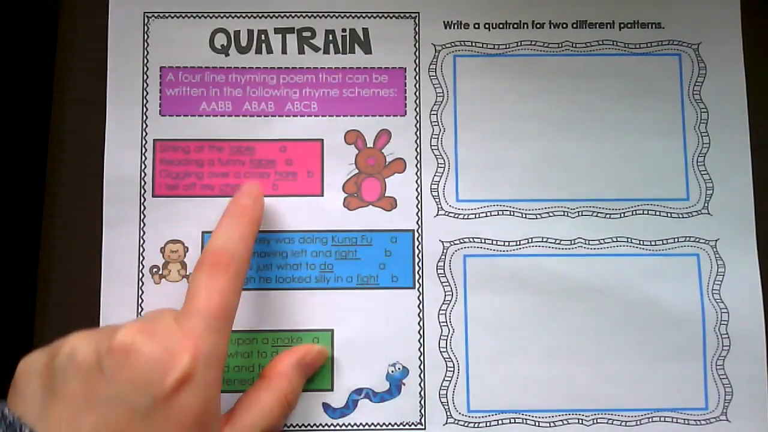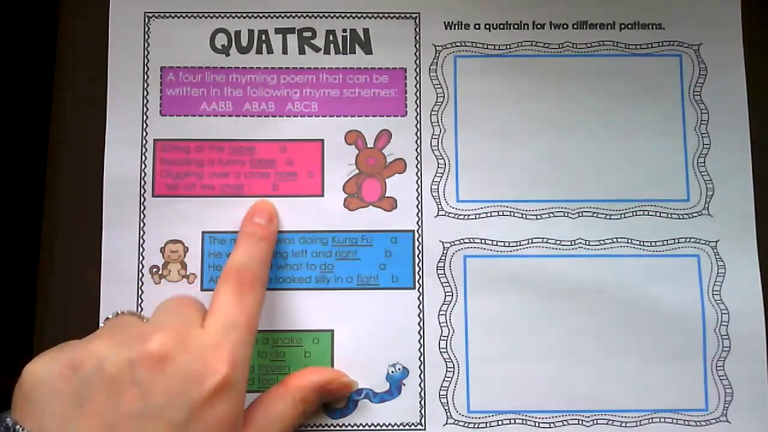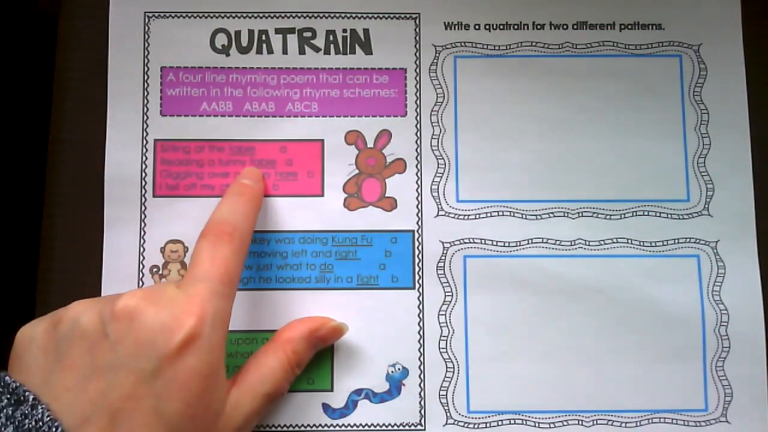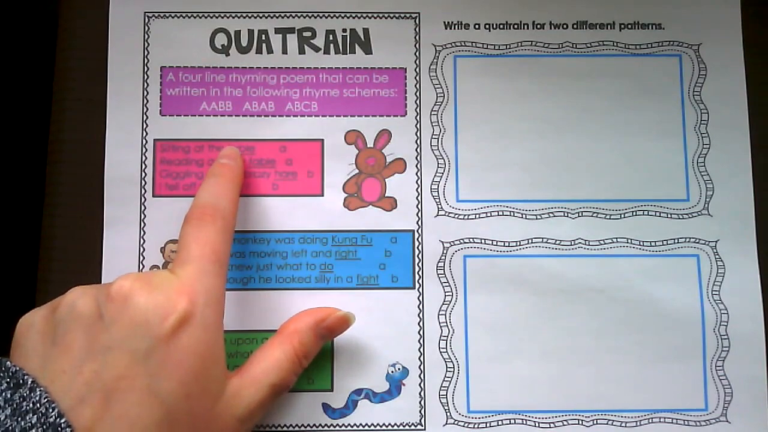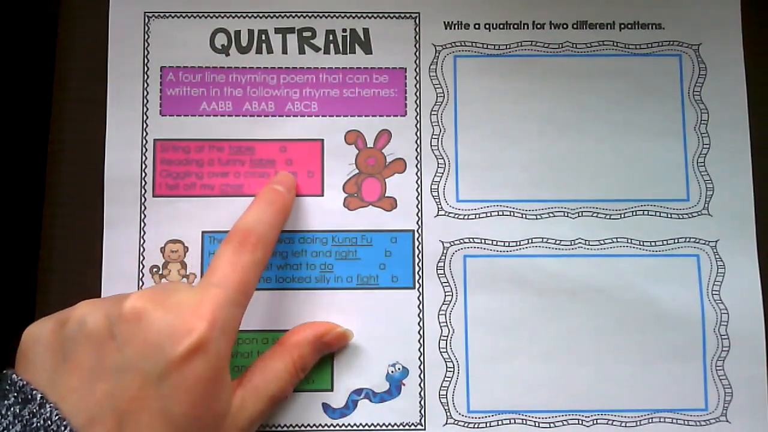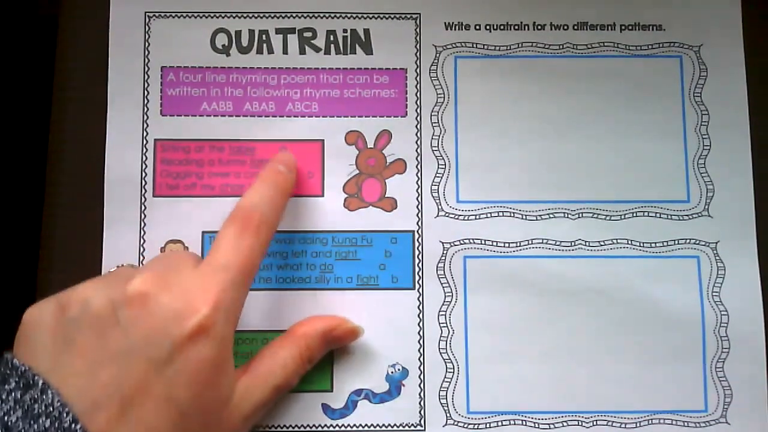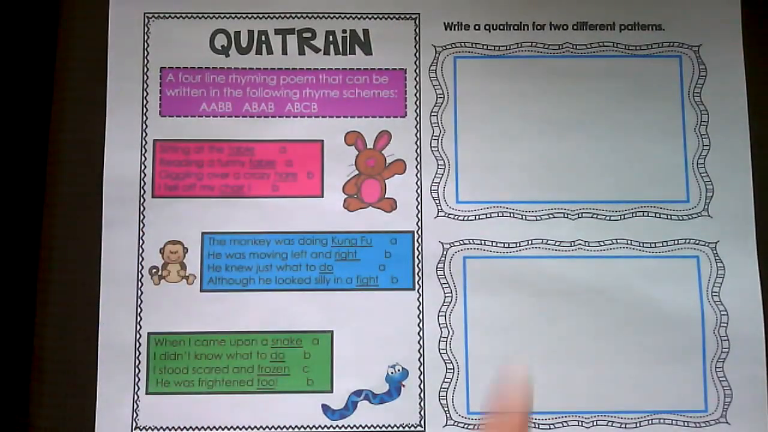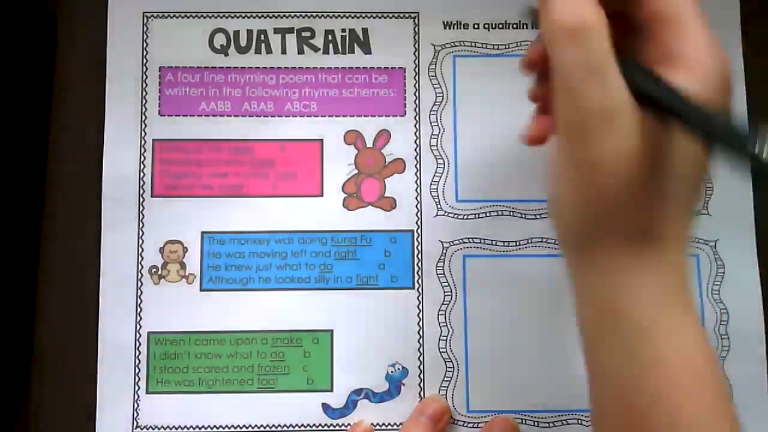You notice that this is following the AABB rhyme pattern, which just means the ends of these first two lines rhyme, and then the ends of the second two lines rhyme. A, B, B: table, fable, hair, chair. I'm going to practice that in this first box. Let's see. I'm going to write about summer because honestly, I'm kind of sick of the snow and cold weather. So I'm going to think about some warmer weather.